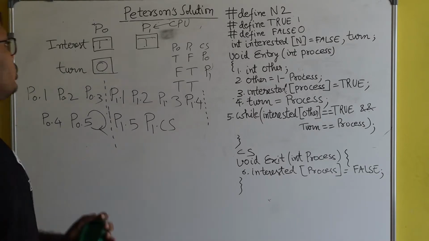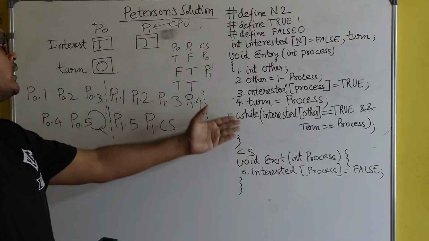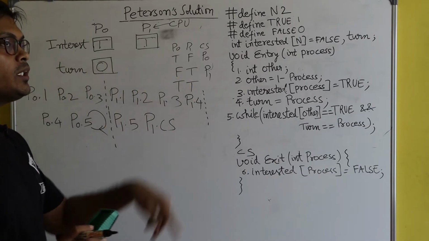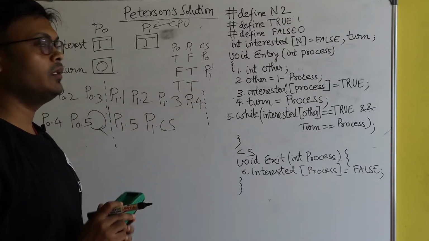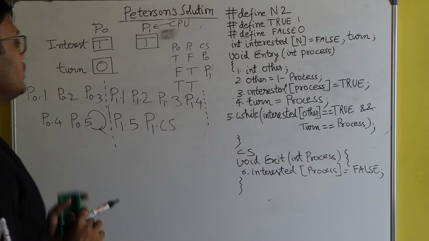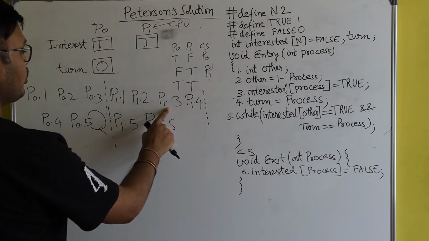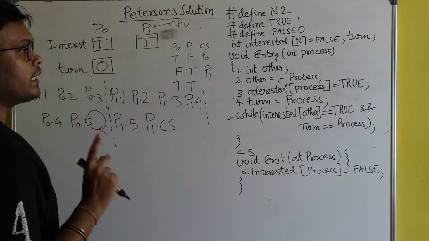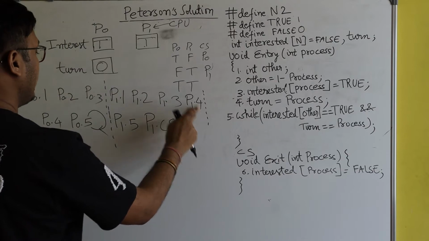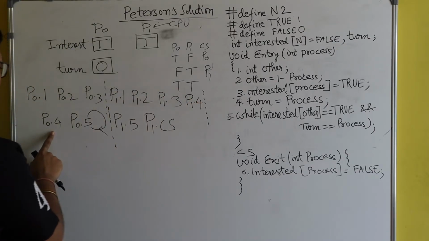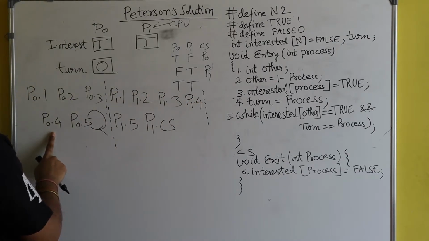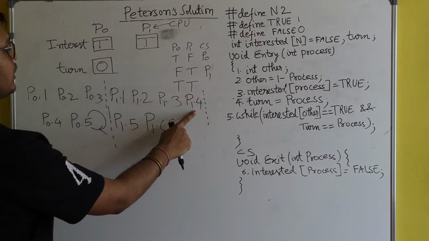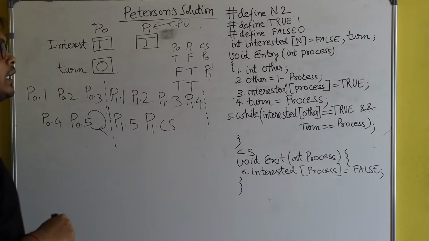Okay. So here you see both the processes were interested to enter inside the critical section. But which process entered the critical section? P1. Why? Because P1 was the first process which accessed the turn variable. P1 set the turn variable first. And after P1, P0 set the turn variable. But since P1 set the turn variable before P0, P1 could enter the critical section.